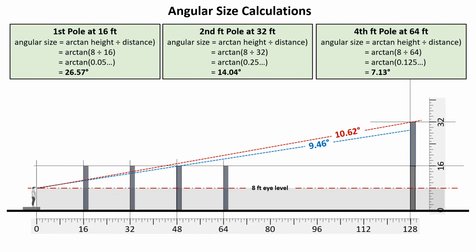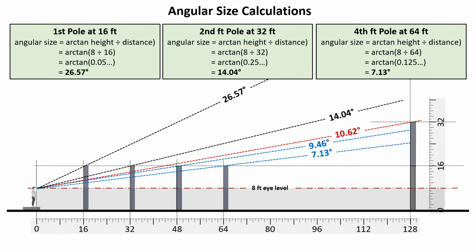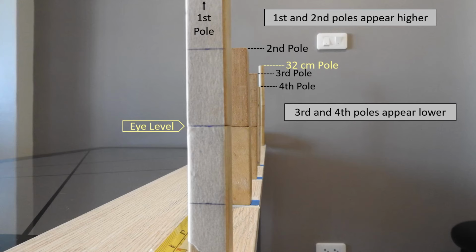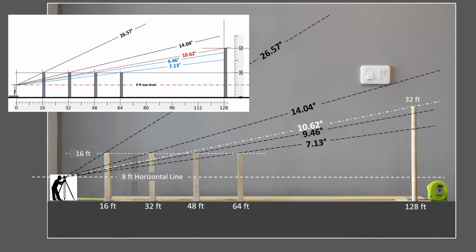Now here are the calculations for the first, second, and fourth pole. And of course they show that the first two poles appear higher and the second two poles appear lower than the 32-foot pole, which again matches what the camera saw. And in the real world, a surveyor with a theodolite would also measure these angles.